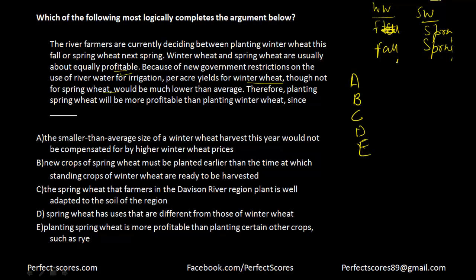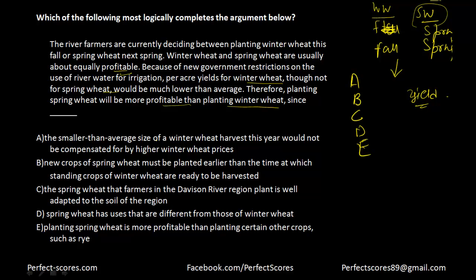Means the yields would be lower for the winter wheat. Therefore, planting spring wheat will be more profitable than planting winter wheat since. Now remember, they are about equally profitable means if the yield is same. But you know that the yield is going to reduce when the winter wheat is applied. That means that the spring wheat is more profitable. That is what we have to prove. So let's go to the options.